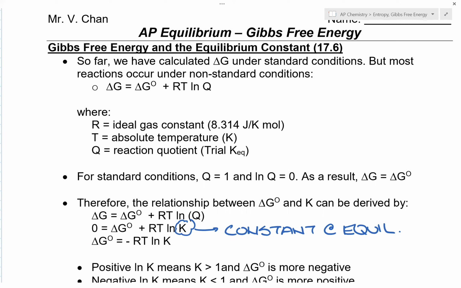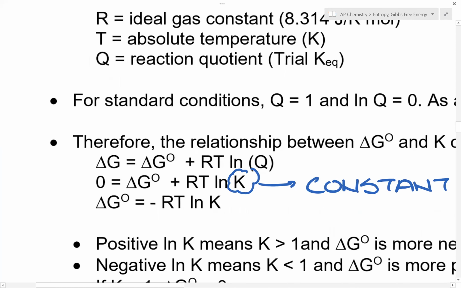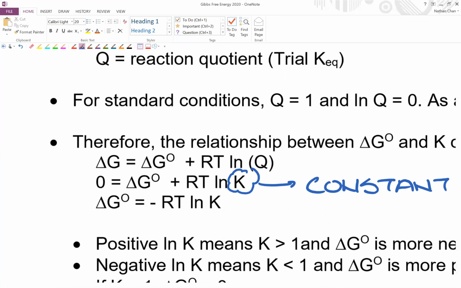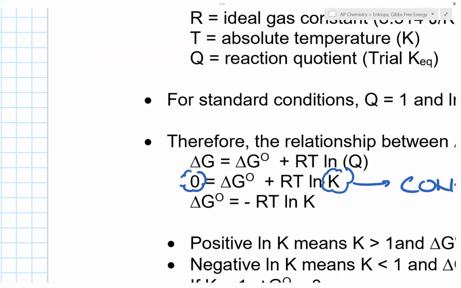Now, we can find a relationship between delta G and K, the equilibrium constant, which can be derived from delta G equals delta G naught plus RT natural log of Q. Notice I used 0 here, because this 0, remember, is equilibrium.